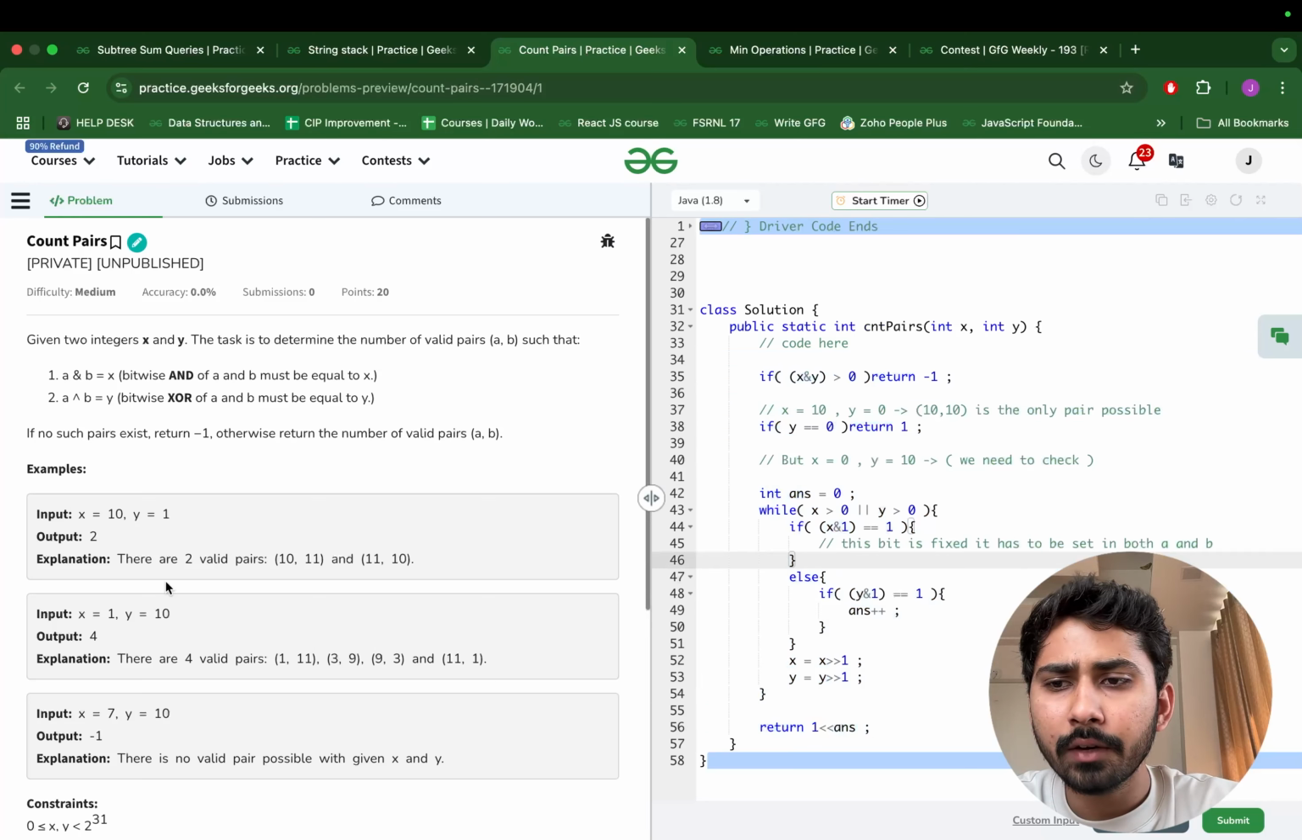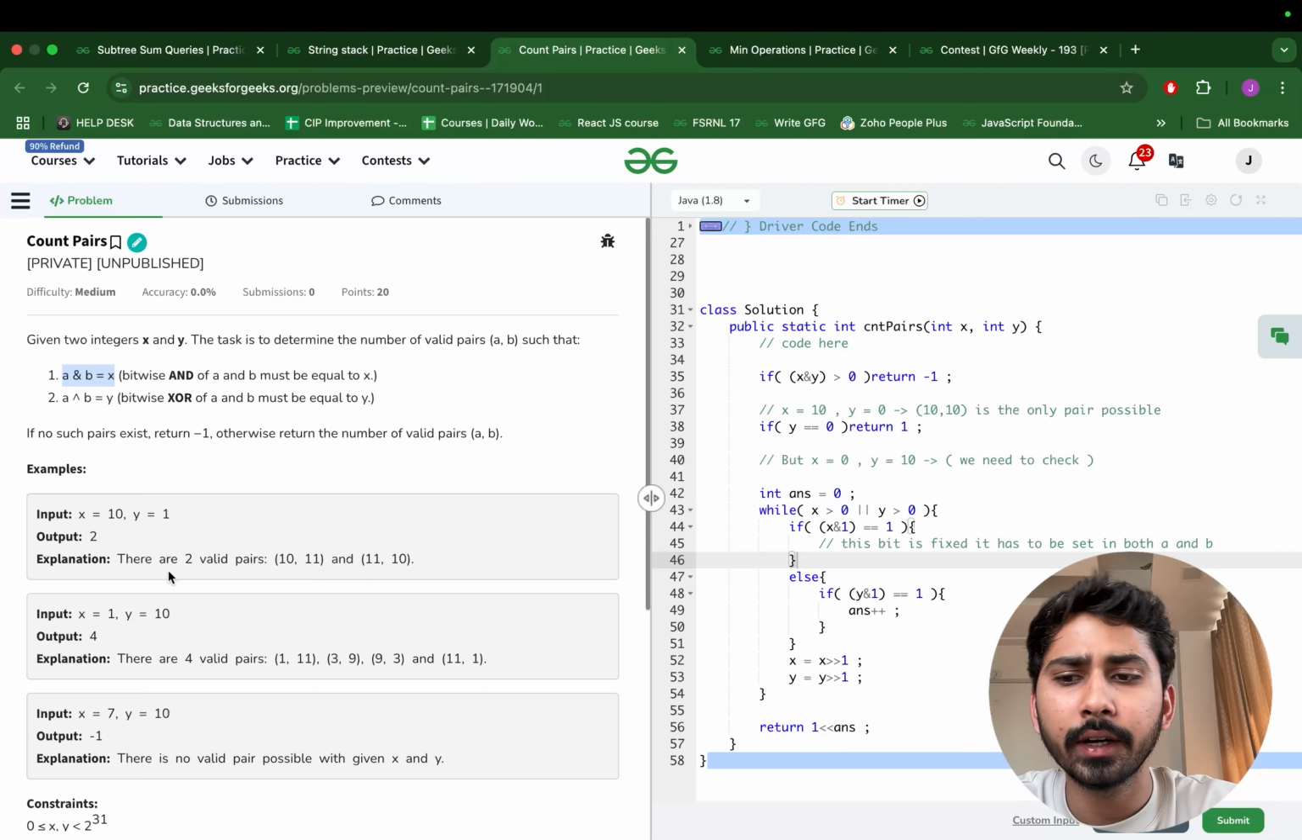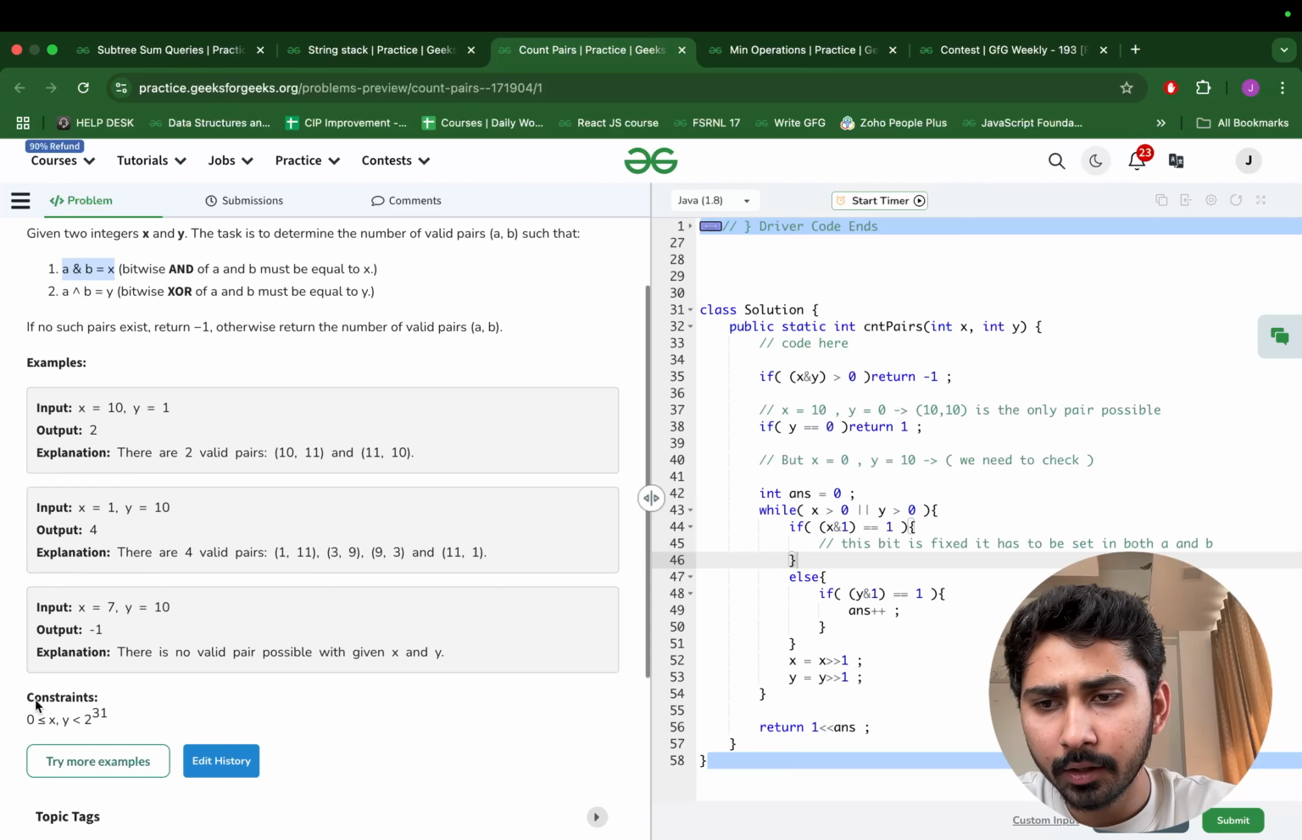So these three examples are very important to understand how this a and b and how this a XOR b will help you to get the answer. So we'll be analyzing all these first three examples and seeing how this entire thing is working. So before going forward, let's have a look at the constraint as well. So x and y will be in the range 0 and less than 2 to the power 31. So integer will suffice. We don't need more than 32 bits to represent any number.